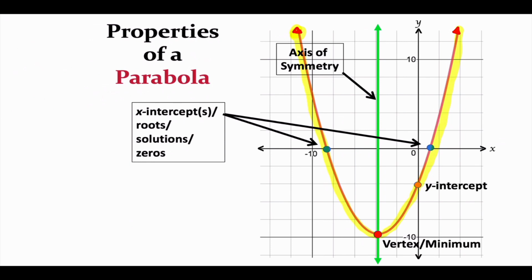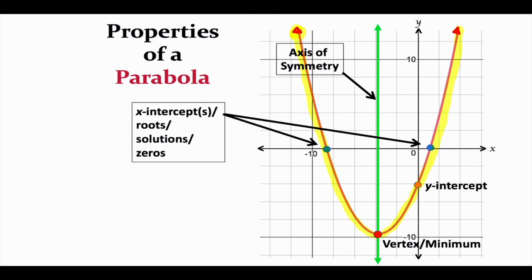The next thing is it's got 4 names. So I put them all down. Sometimes they're called x-intercepts. Sometimes they're called roots. Sometimes they're called solutions. Sometimes they're called zeros. Anywhere it crosses the x-axis. If it crosses the x-axis, those are all called x-intercepts, roots, solutions, zeros. They're all the same thing.